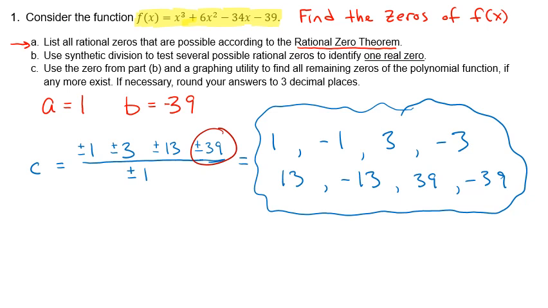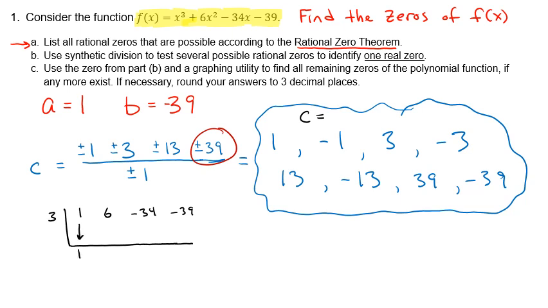So what we're going to do at this point is just trial and error. So we take the polynomial x to the third plus 6x to the second minus 34x minus 39, and we use synthetic division to divide by x minus c, where for c we're going to use each of these numbers here. Hopefully we don't have to go through all 8. But for example, let's try 3. I'm just randomly picking 3. I don't know what the answer is, but hopefully we find it soon.